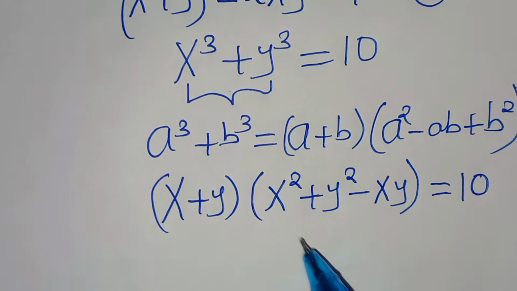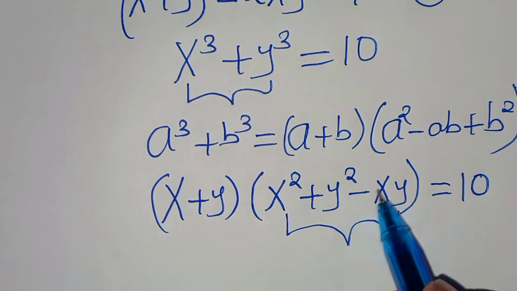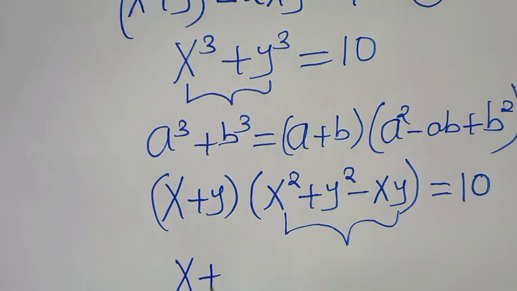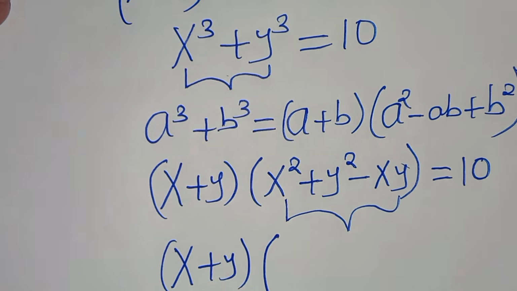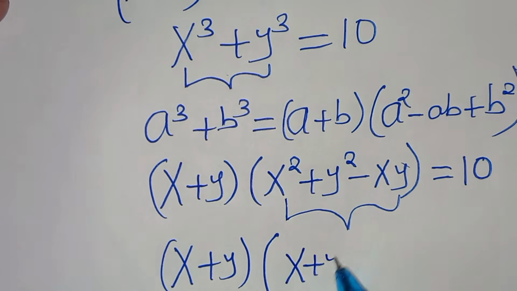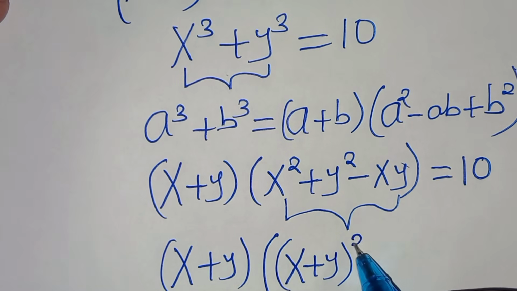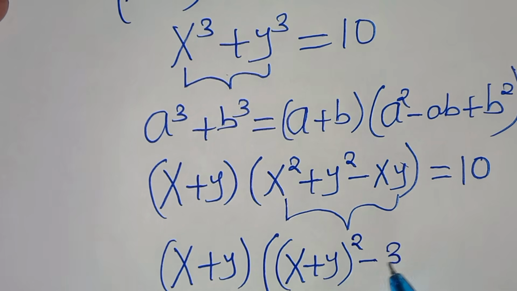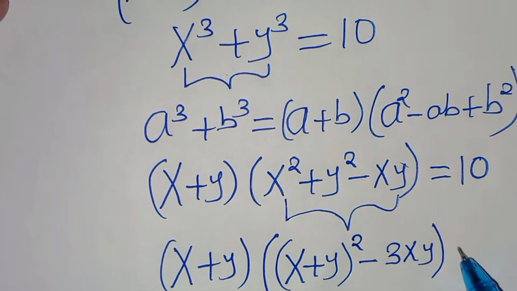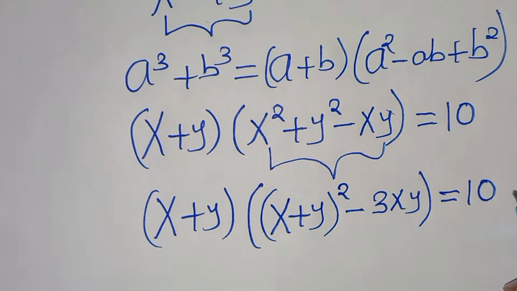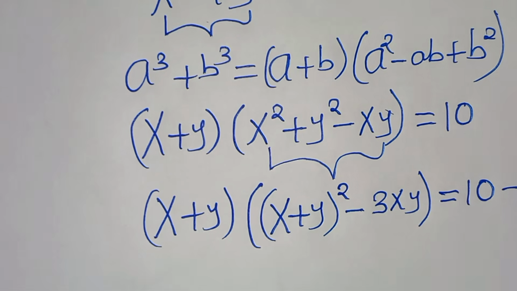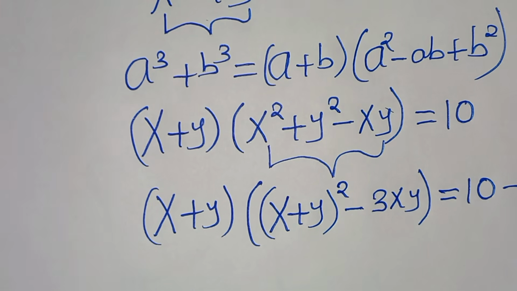Now, we have x squared plus y squared minus xy. This can also be expressed as x plus y raised to the power of 2 minus 3xy. This is equal to 10. Let's call this equation 4.